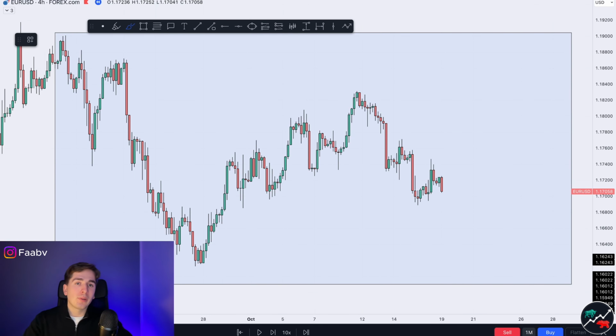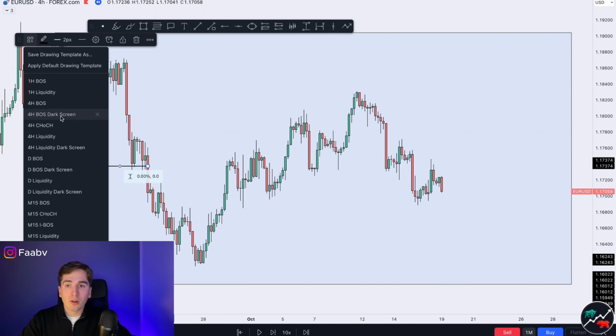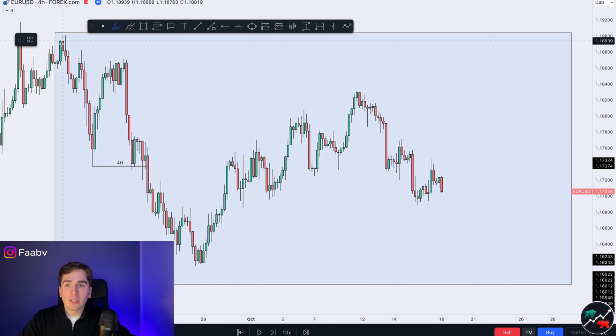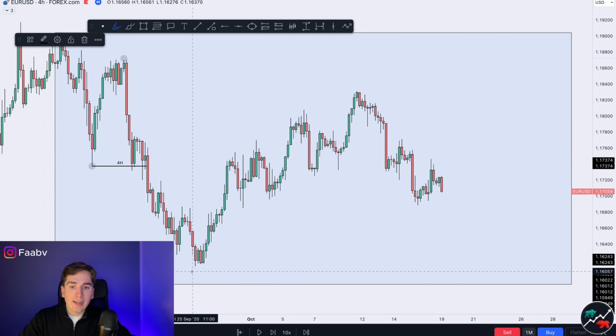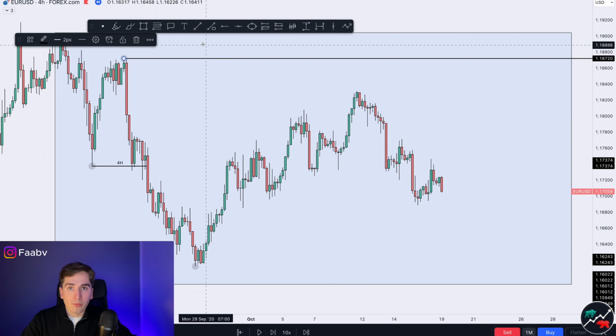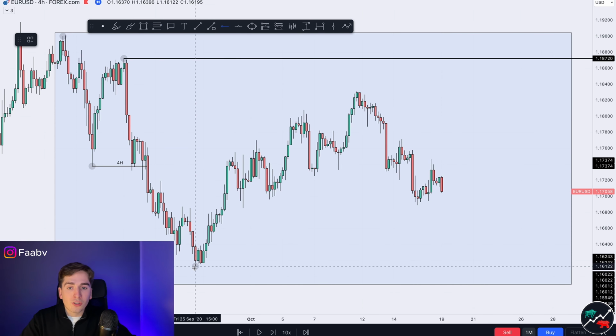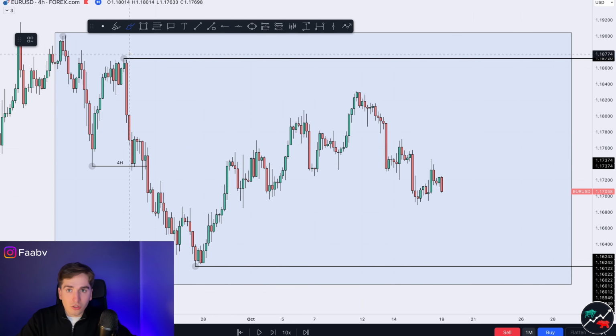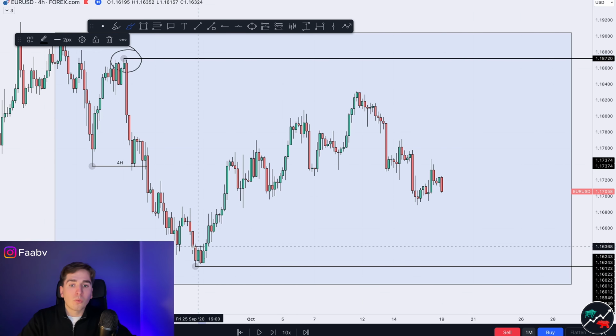So now what we're going to be doing is going over the theory, but then in practice. So over here, what I'm going to be marking out is our swing structure. Over here, we had our 4-hour BOS towards the downside. So it started here with an impulse down, lower low, lower high, and then a newer lower low was formed. So obviously what we're going to be looking for is a pullback once this low is formed, because the overall swing structure is bearish, right? So the swing structure is bearish from this high towards this low.